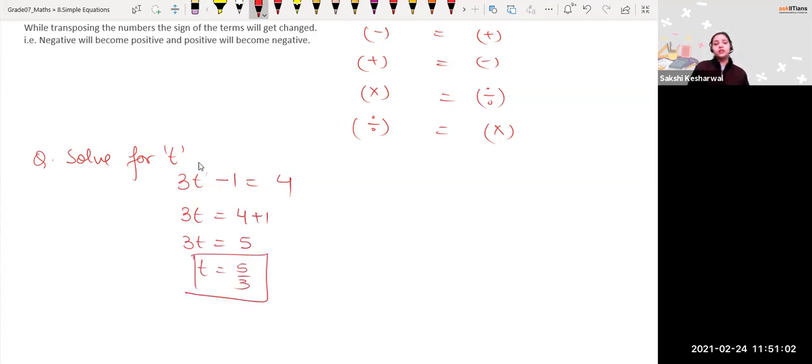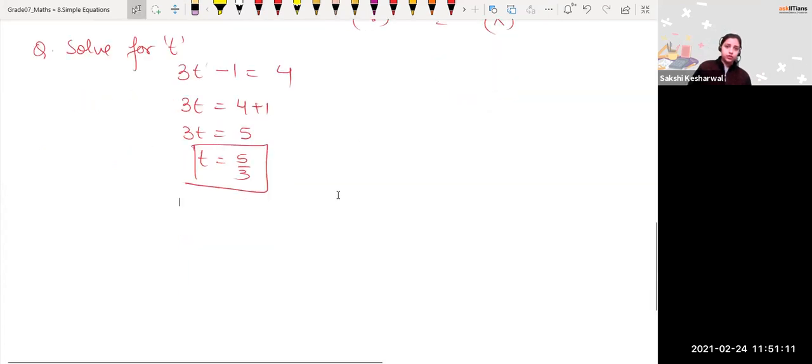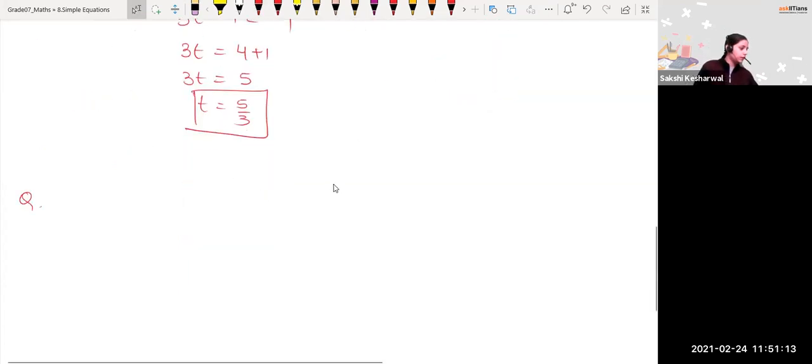So it is not necessary that you will always get the answer as a whole number or an integer. You can get the answer as a rational number also, as a fractional value also, right? Now if I give you one more question, let's solve this. I'll give you the question, right?